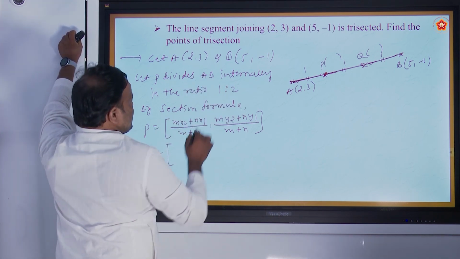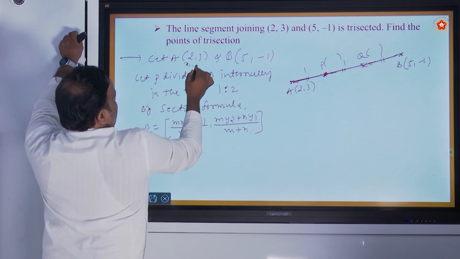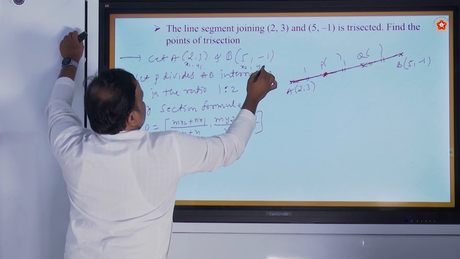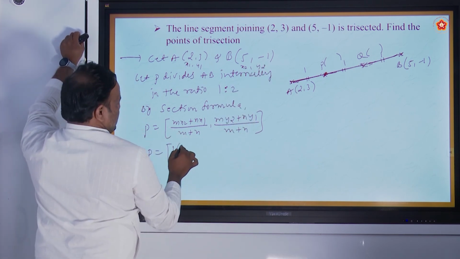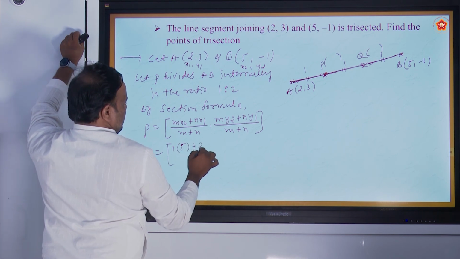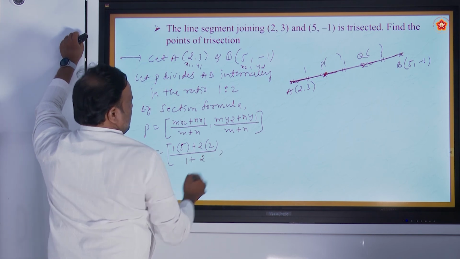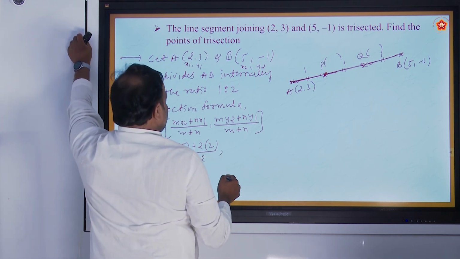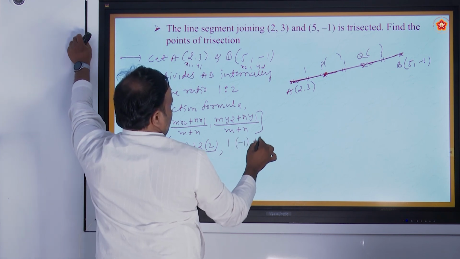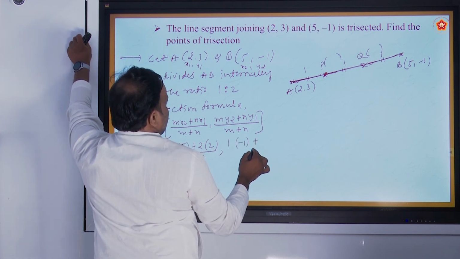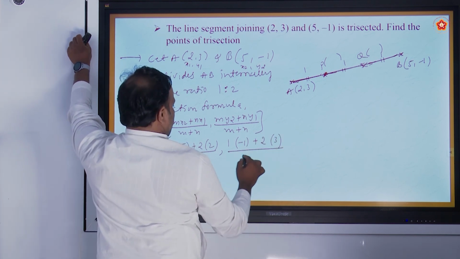M is nothing but the ratio 1, n is nothing but 2. This is x1, y1, x2, y2. M is 1. What is x2? x2 is 5, n is 2, x1 is 2, by m plus n, which is 1 plus 2. Comma, m again 1, y2 is minus 1, n is 2, y1 is 3, by 1 plus 2.